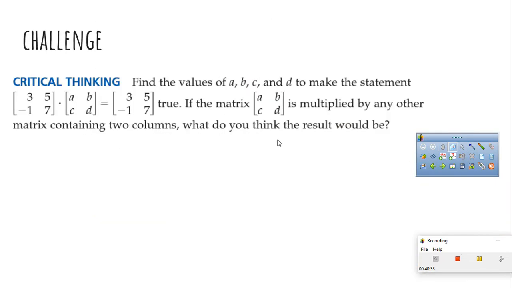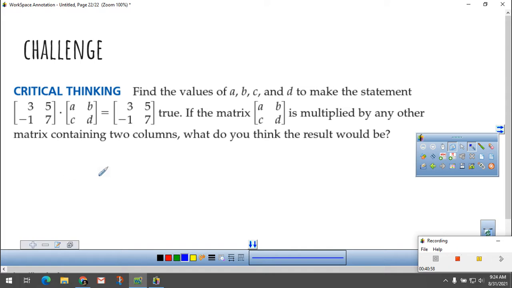Alright, last example. It says find the values of A, B, C, and D to make the statement true. If the matrix ABCD is multiplied by any other matrix containing 2 columns, what do you think the result would be? Well, it would obviously change. Oh, well, it looks like it's asking what do you multiply a matrix by to get itself? Okay, well, it is a nice little challenge problem. The actual answer is 1, 0, 0, 1.